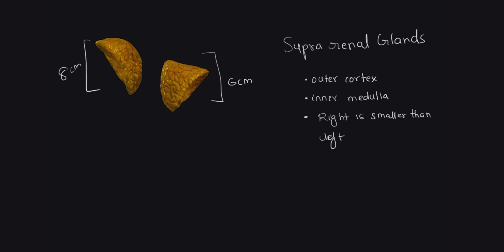For example, we have the right gland, which is much smaller, measuring just 6 centimeter in length, or 61 millimeter in length, compared to the 79 millimeter or 8 centimeter long left suprarenal gland. So let us look at the right suprarenal gland.